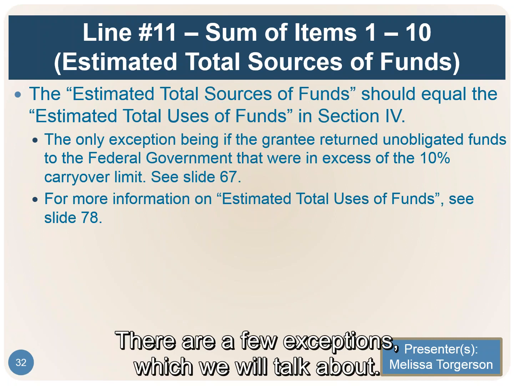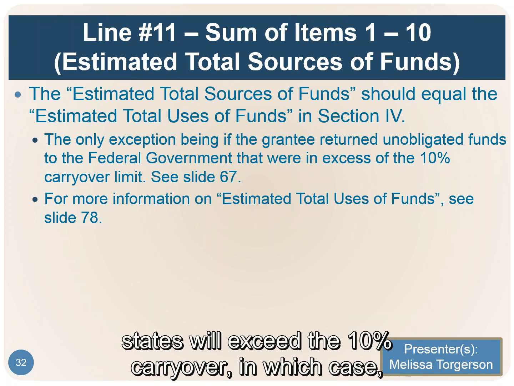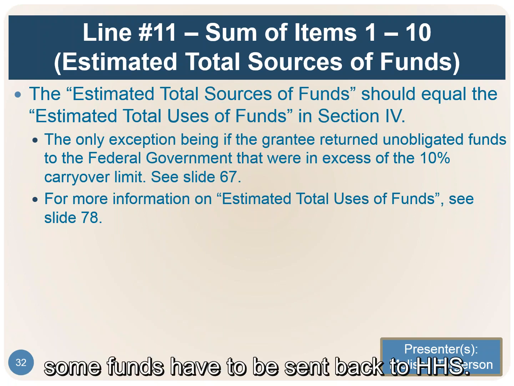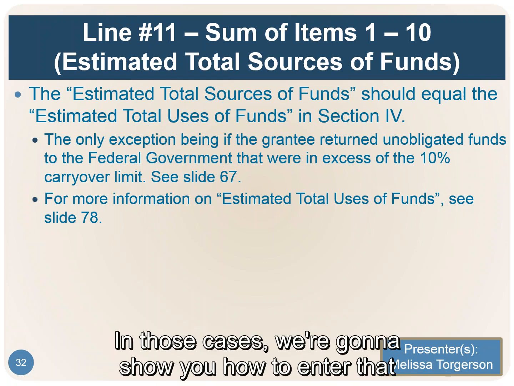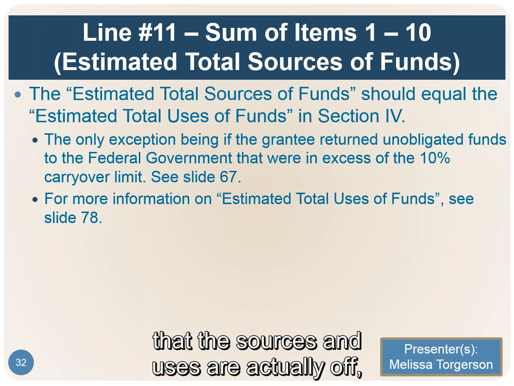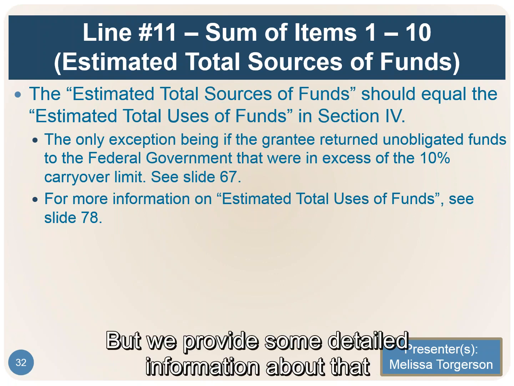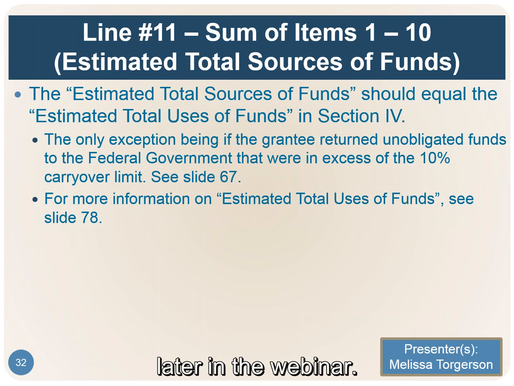There are a few exceptions which we will talk about. So for example, in some cases, states will exceed the 10% carryover, in which case some funds have to be sent back to HHS. In those cases, we're going to show you how to enter that in your form, but it will mean that the sources and uses are actually off and they won't balance. But we provide some detailed information about that later in the webinar.